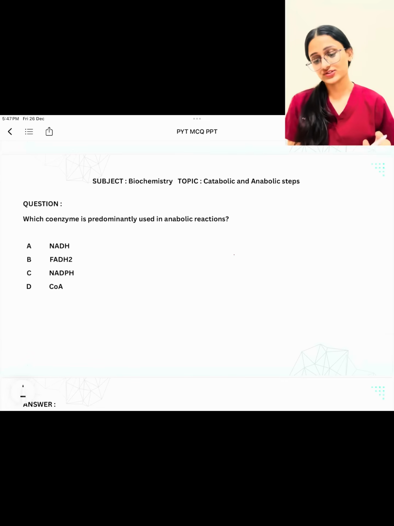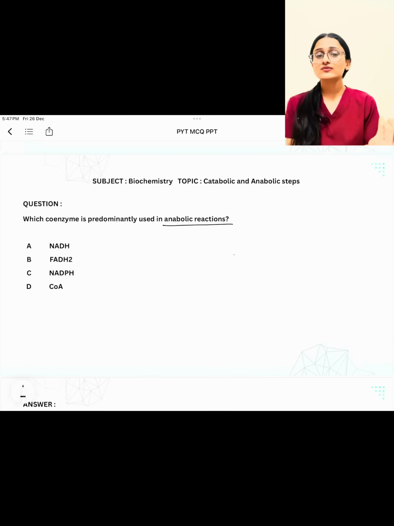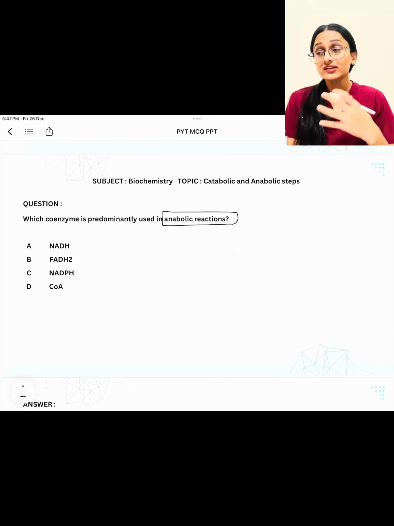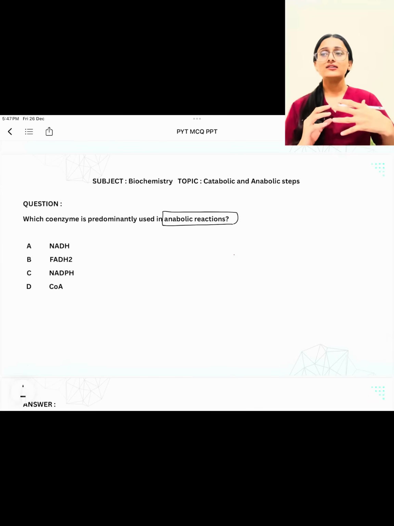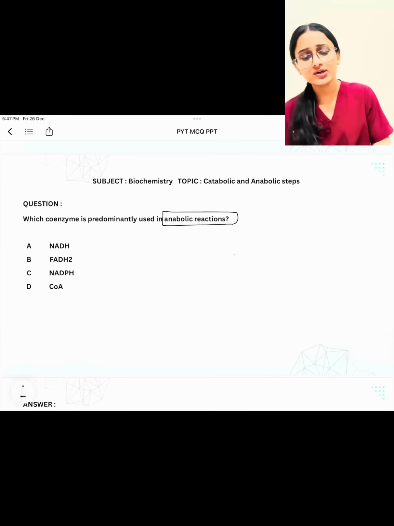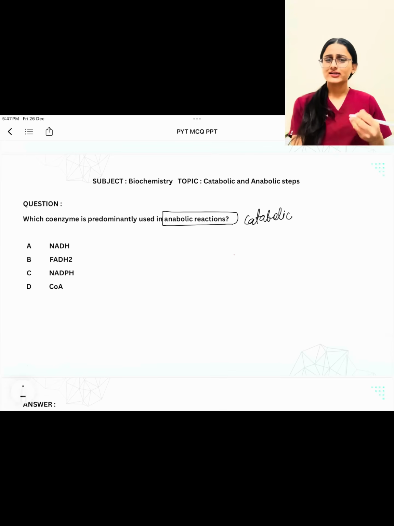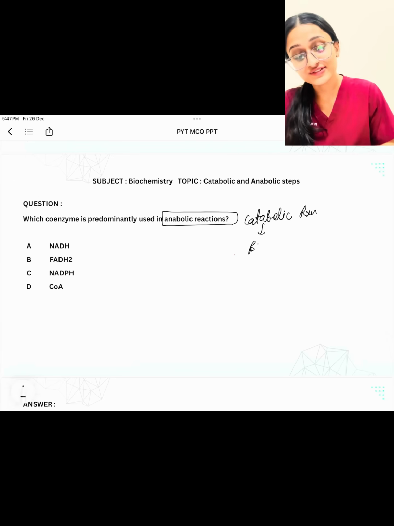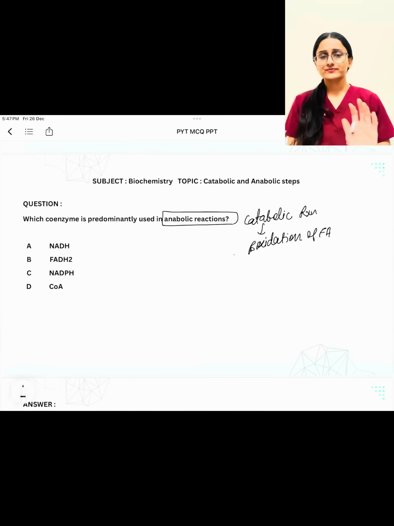Okay, let's see the next question. Which coenzyme is predominantly used in anabolic reaction? So first of all, what is an anabolic reaction? Anabolic reactions are the ones where some synthesis happens, like something is made up, then that reaction is anabolic. And if something is breaking down, that is a catabolic reaction. Okay, can you give me one example of a catabolic reaction? This is a very basic question I'm asking. A catabolic reaction is beta oxidation of fatty acid. Yes, that is catabolic.